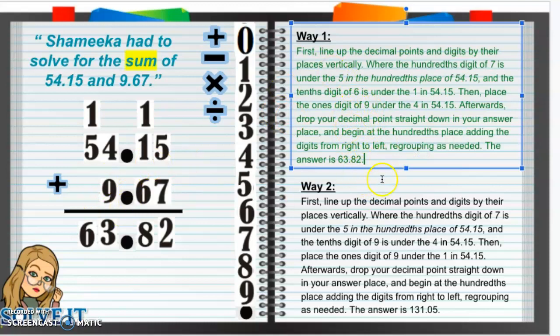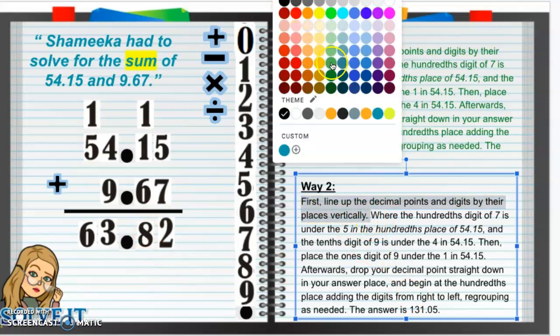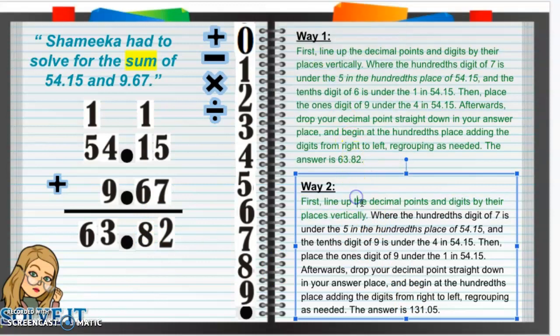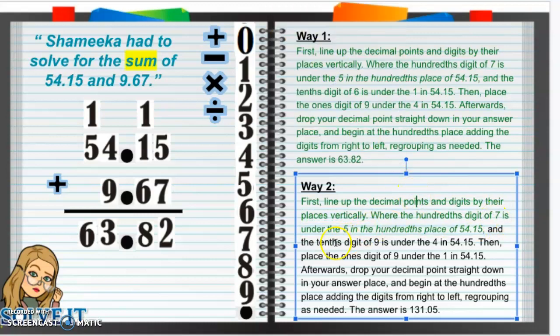What if we made a mistake and way 2 was actually right? Let's take a look. First, line up the decimal points and the digits by their places vertically. Did we do that? Yes, we did. So that's good to go. Where the hundredths digit of 7 is under the 5 in the hundredths place of 54 and 1500ths. Yes, it is. So far, they're both right. Could it be? And the tenths digit of 9 is under the 4.